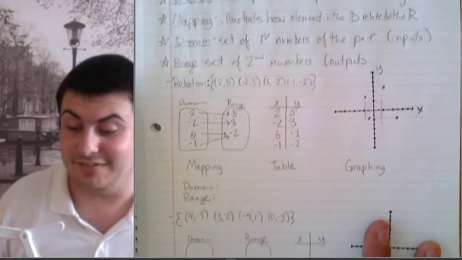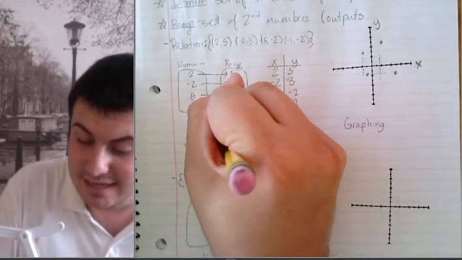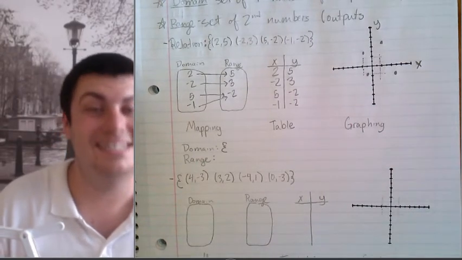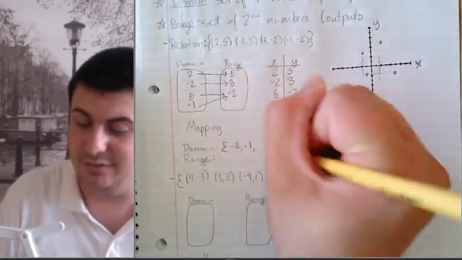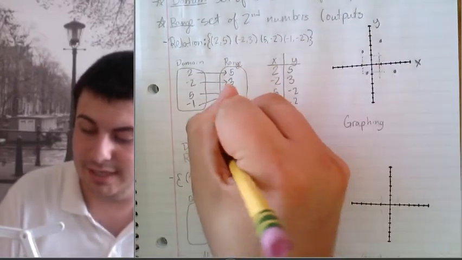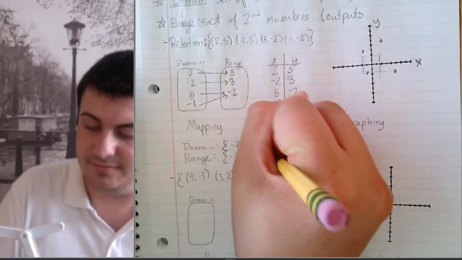Now, I'm going to identify what is the domain and the range. When I identify these sets, it is tradition to put them in least to greatest value. So my domain would be negative 2, negative 1, 2, and 5. And my range would be negative 2, 3, and 5.